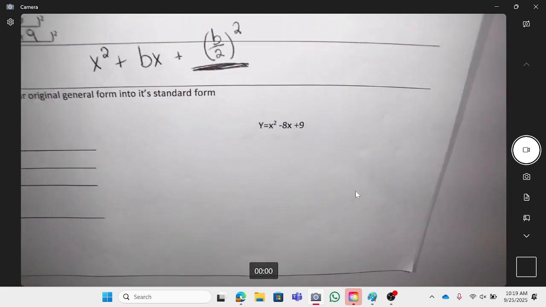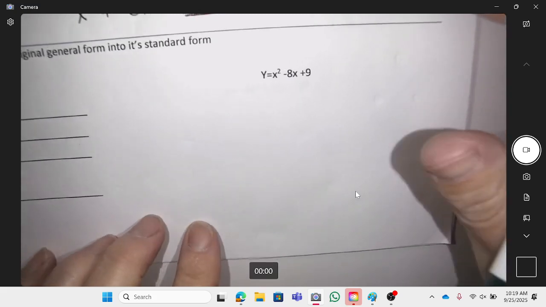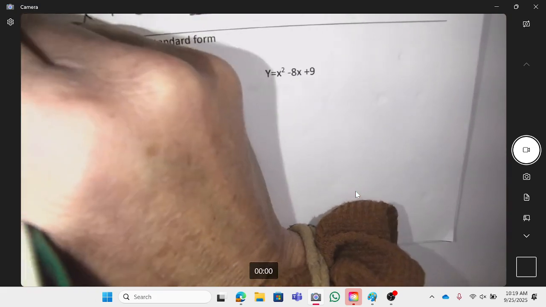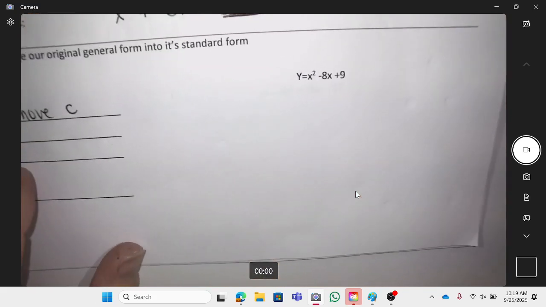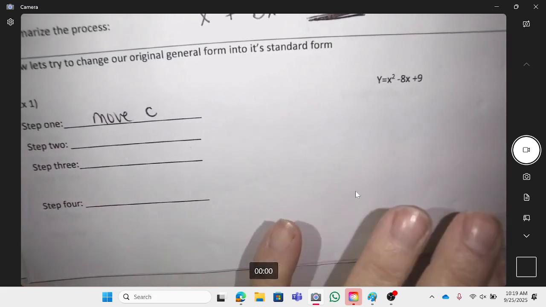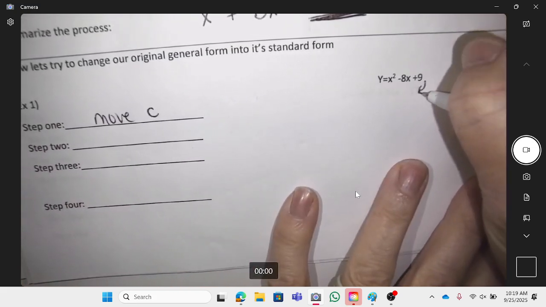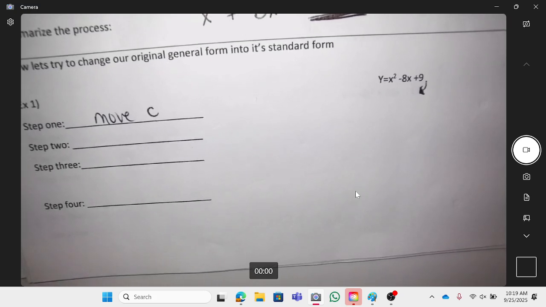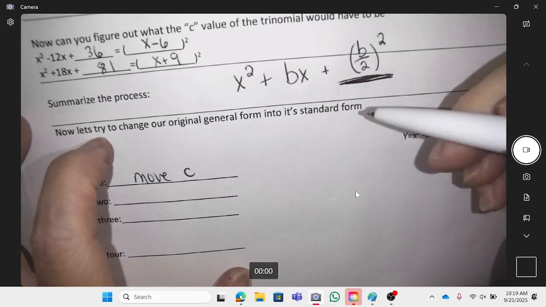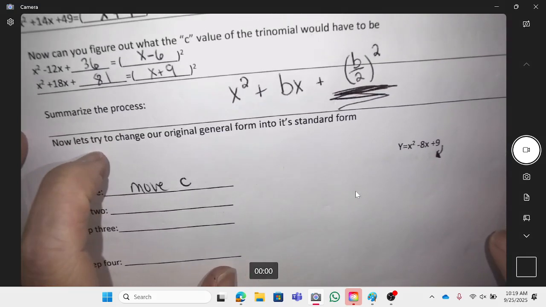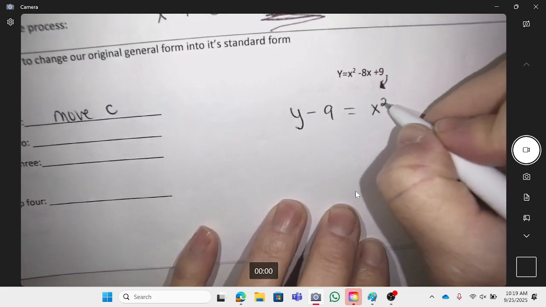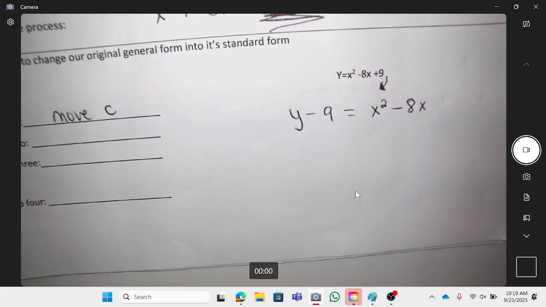All right, here we go. So we had this top example. We already know the answer to this, right? Okay, step 1 is to move C. I don't want that there because it's not a perfect trinomial. Remember, the goal here is to finish our own trinomial. So I'm going to go y subtract 9 equals x squared subtract 8x. Okay, move that C out of there.